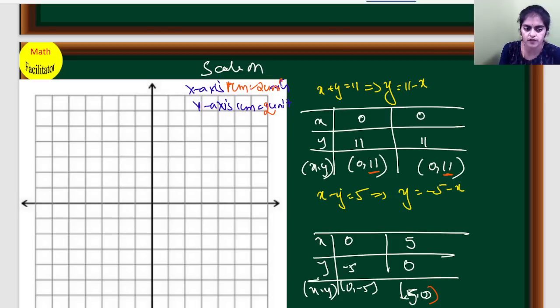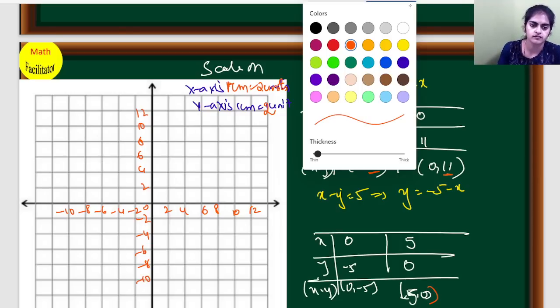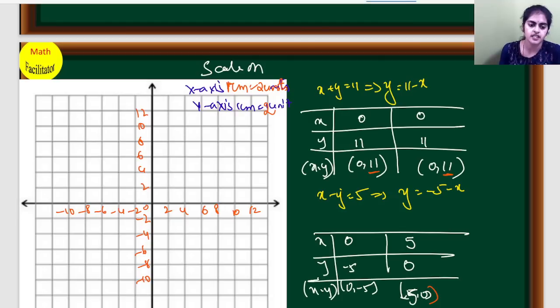This is very important, people. You will have to write it. Now this is 0, 2, 4, 6, 8, 10, 12. Then minus 2, minus 4, minus 6, minus 8, minus 10. Right? So now have a look here. The first point is 0, 11: 0 on the x-axis, 11 on the y-axis is this point.